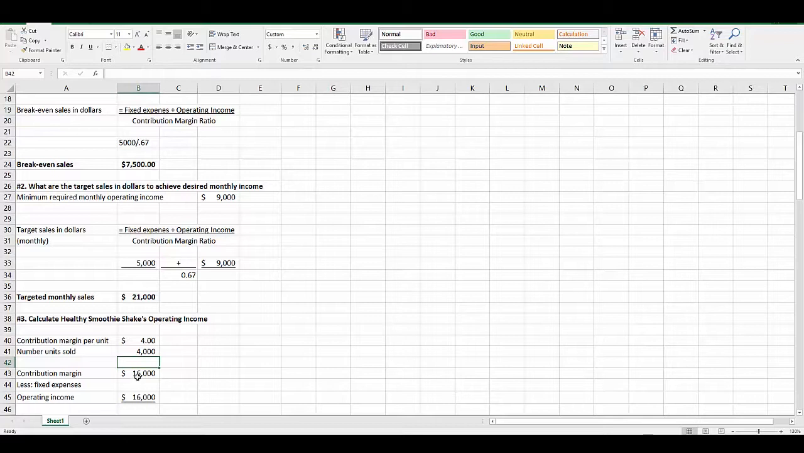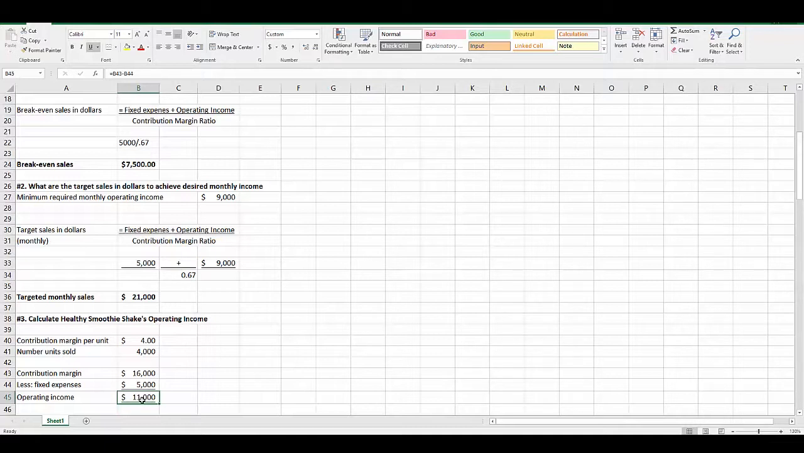So you now have your contribution margin. The next thing you want to do is deduct your fixed cost, and the fixed expenses, we're told in the problem, are $5,000. So we'll key in 5,000. That means you had an operating income of $11,000. As you can see, once you know your contribution margin per unit and how many units you sold, you can very quickly identify what your operating income would be.